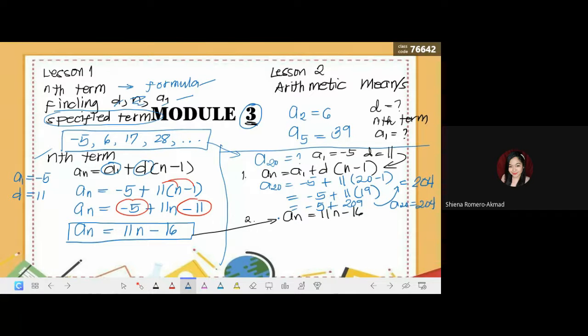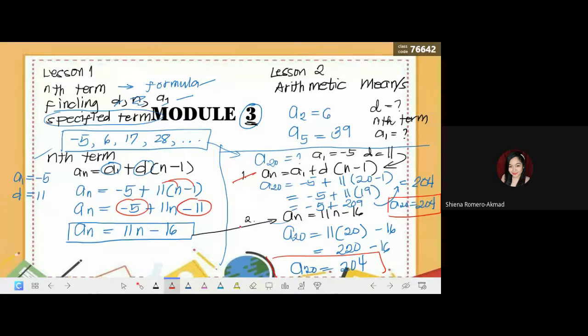How about for the second process? Try natin din dito. So, A sub 20 equals 11 times 20 minus 16. 11 times 20 is 220 minus 16 is equal to 204. So, di ba? Pareho sila ng sagot, pero magkaiba ng proseso na ginamit. Ito, gagamitin lang kapag walang formula na binigay. Ito, pag by formula, syempre, mas madali.